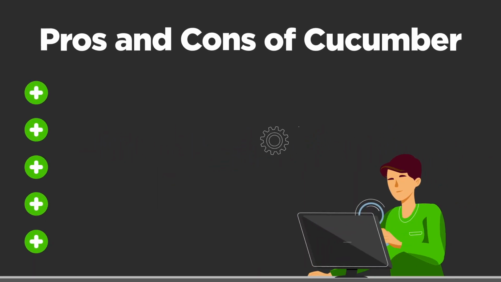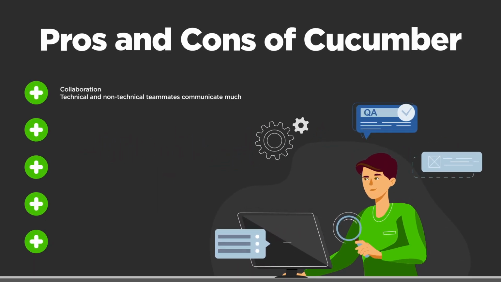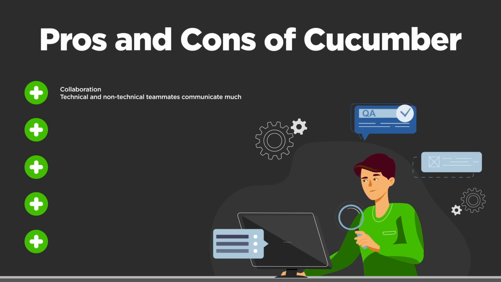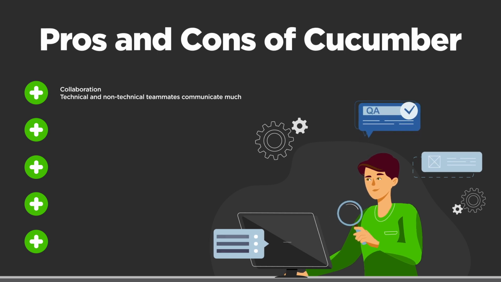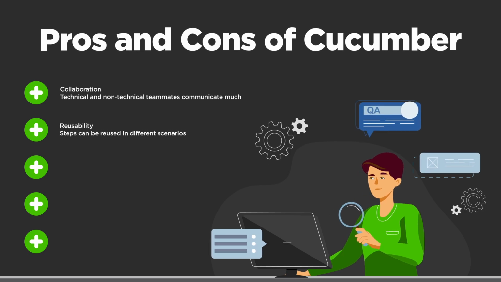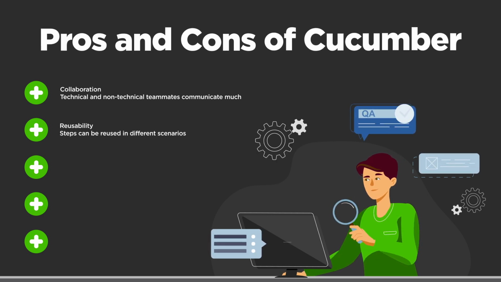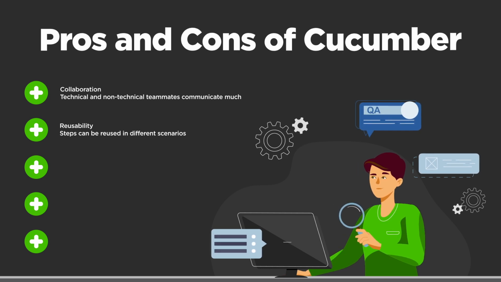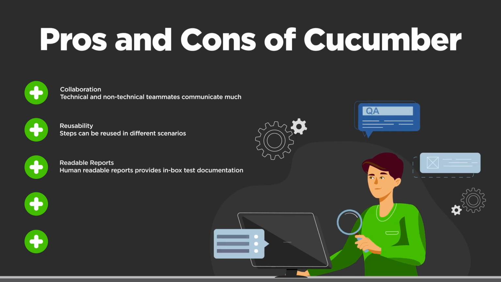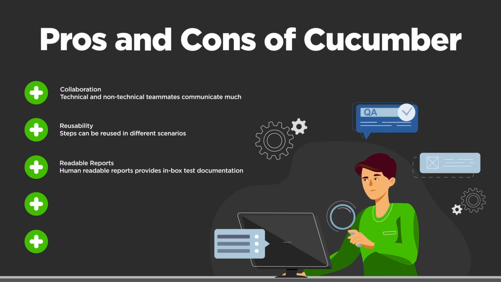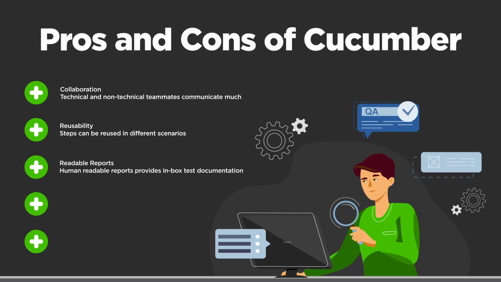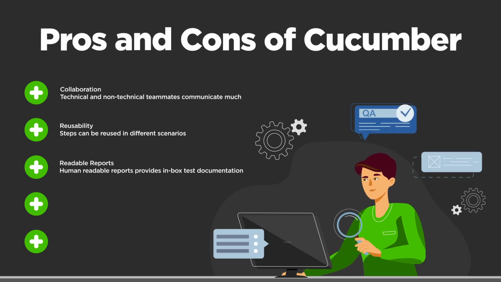The first benefit of it is collaboration. Cucumber encourages collaboration between technical and non-technical team members by using plain language specifications, Gherkin. The second benefit is reusability. Step definitions and scenarios can be reused across different test cases, reducing duplication of effort. The third benefit is readable reports. Cucumber's reports are human readable and provide detailed information about test results. They may be important for key non-technical stakeholders of the project.